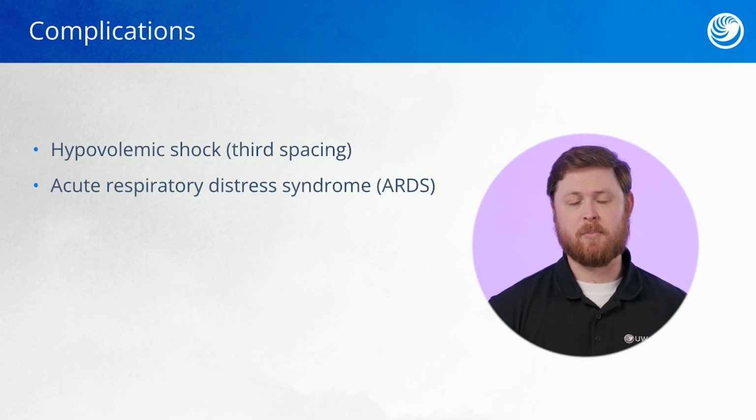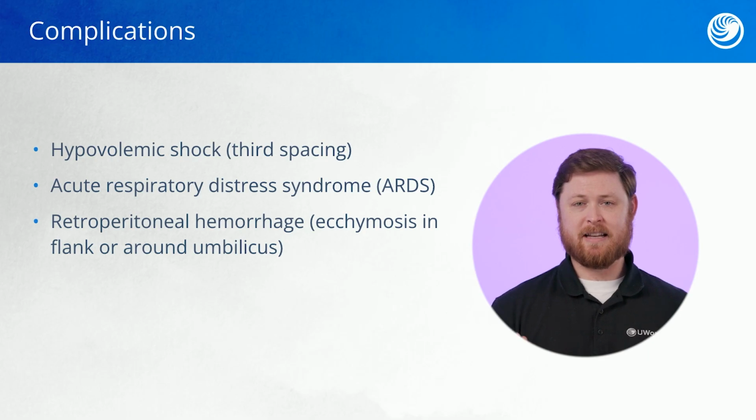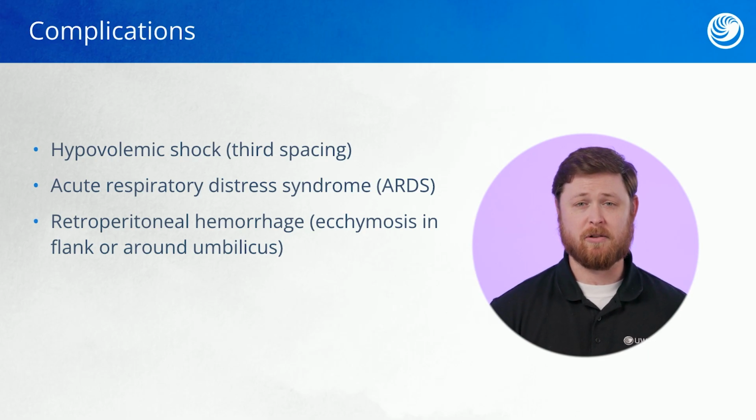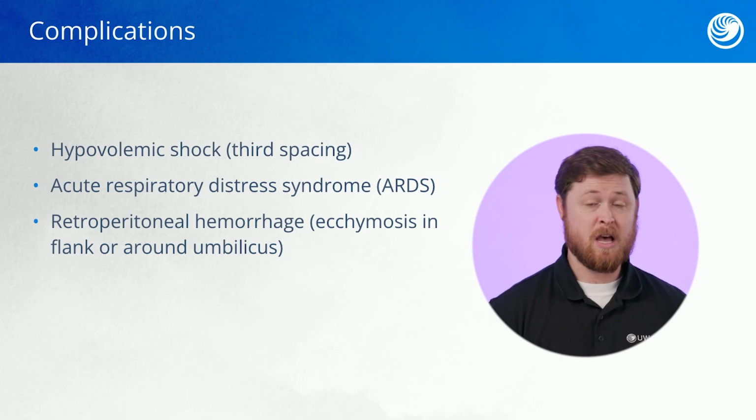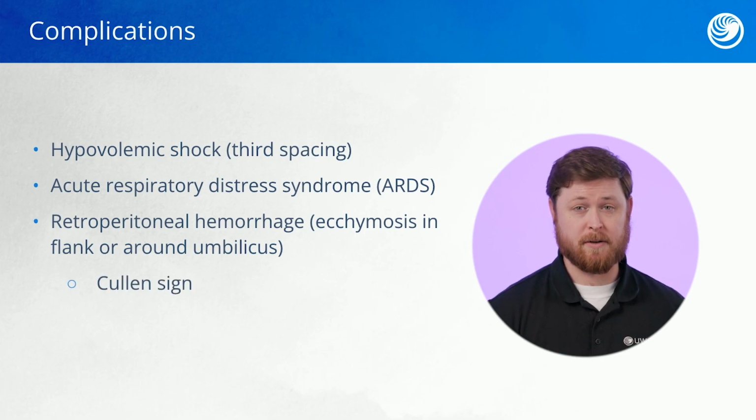Another significant complication of pancreatitis is the development of retroperitoneal hemorrhage. As pancreatic enzymes are released from the pancreas, this can lead to digestion of blood vessels that surround pancreatic cells. When those blood vessels become digested, this is going to lead to hemorrhage, and we're going to see ecchymosis, primarily in the flank or even the periumbilical or umbilical region, which is referred to as Cullen's sign.